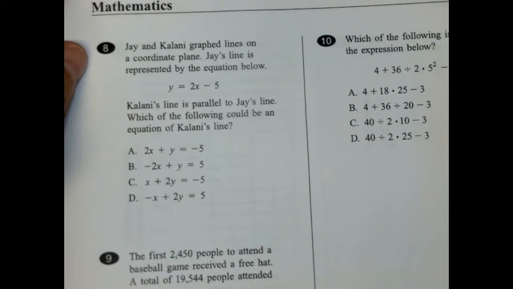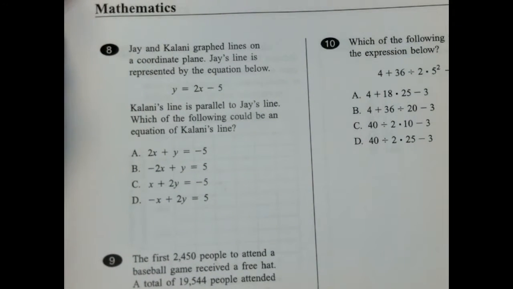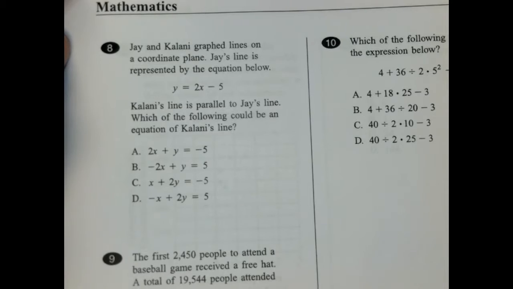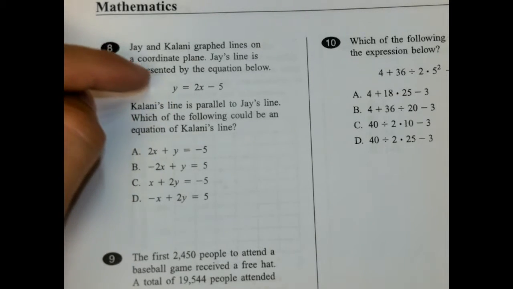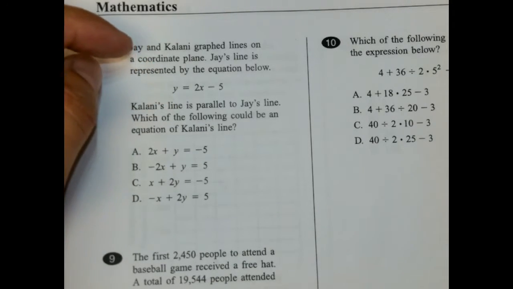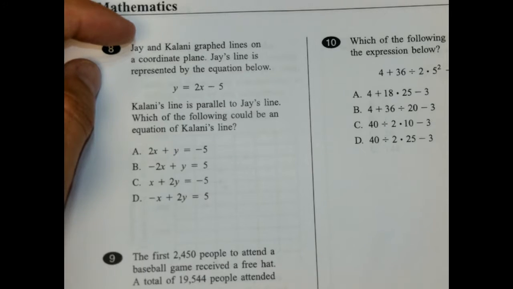So number 8, J and Kalani graphed lines on a coordinate plane. J's line is represented by the equation below. We have a linear equation here, y = 2x - 5. Kalani's line is parallel to J's line. Which of the following could be an equation of Kalani's line?